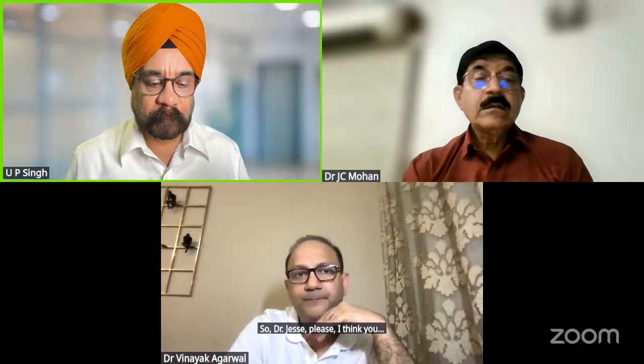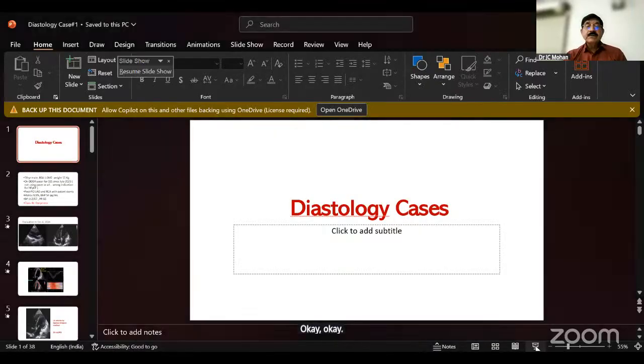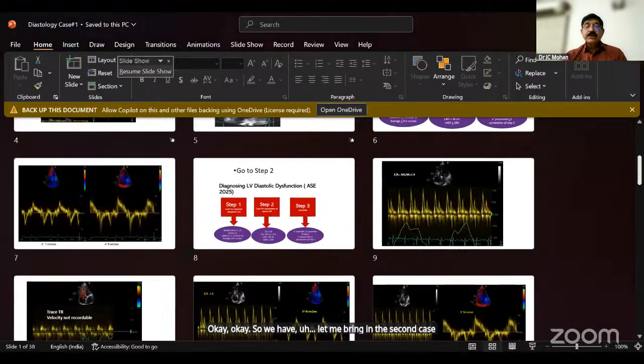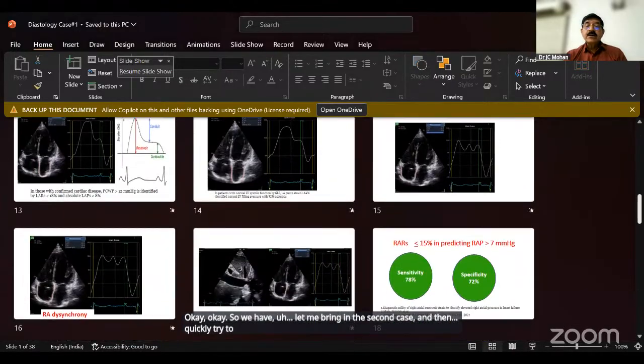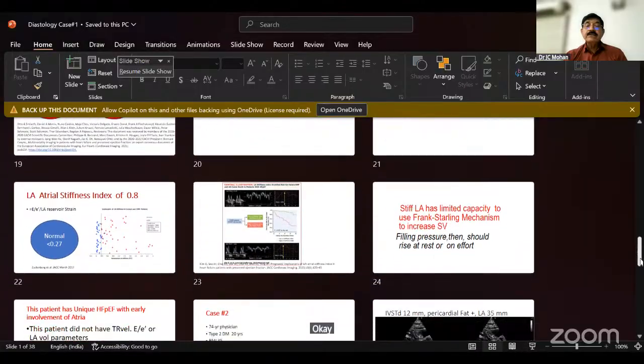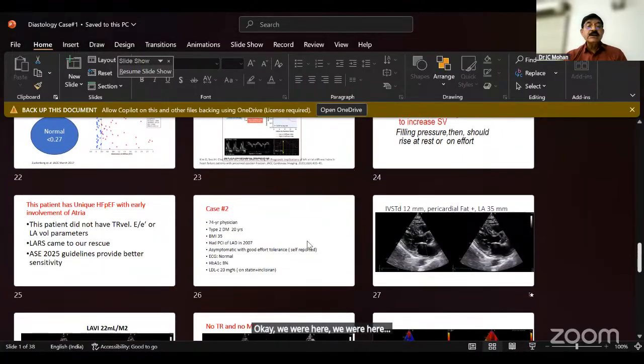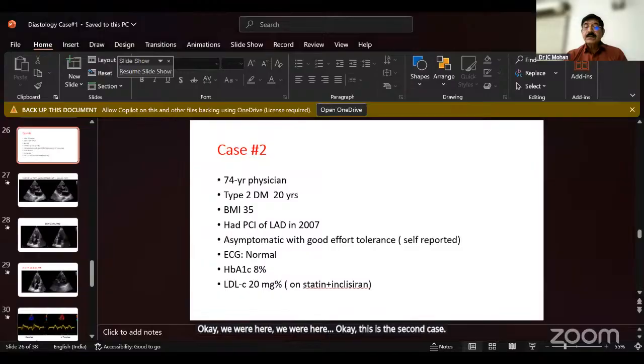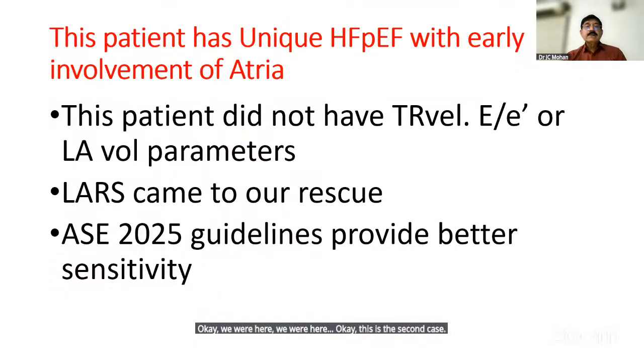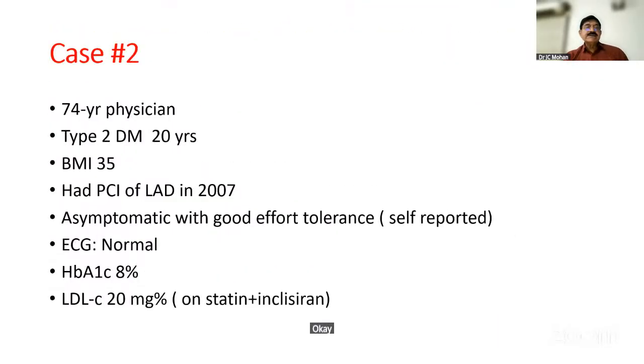Sir, Dr. JC, please share your screen. Okay. So let me bring in the second case and then quickly try to wrap it up. Okay, we were here. This is the second case.